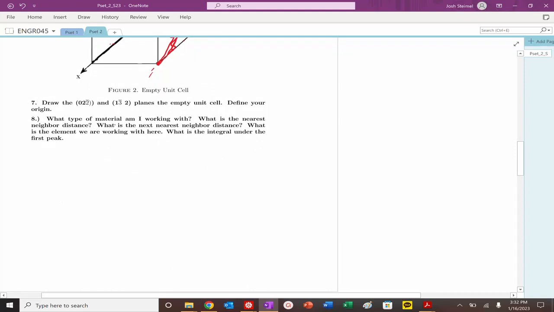We know the nearest neighbor distance. What is the next nearest neighbor distance? We know that. We already used that to solve. Integral of the first peak. We've got it. Awesome. And that is it.